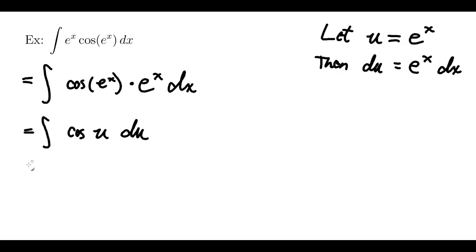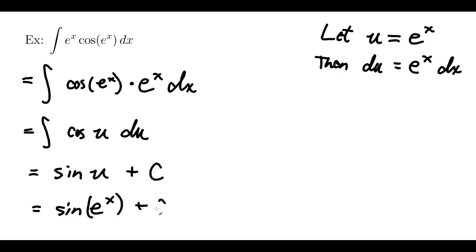Now this is something we can integrate. You know the antiderivative of this. The antiderivative of cosine is sine. So we have sine u plus a constant, right? But we made up the variable u. The original problem was in terms of x, not u. So we need to put that back in. We have the sine of what was u. U was e to the x. So this is the sine of e to the x plus a constant.